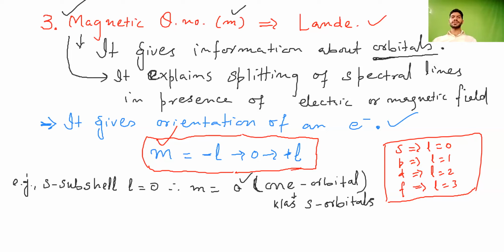So have you got it? Have you noted this down? This is very important, that in the S subshell, since L value is 0, therefore m will also be 0. So 0 doesn't mean nothing. 0 means one value, right? So it means one orbital is there, and that orbital is known as the S orbital, right? Have you noted it down? Shall I move to the next page? Yes, sir.